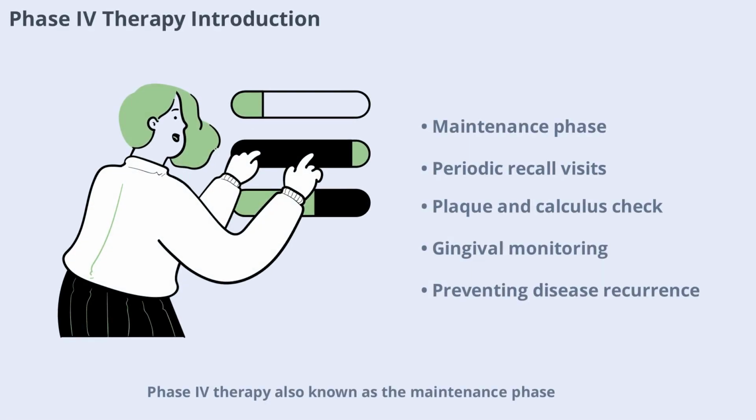Phase 4 therapy, also known as the maintenance phase, is essential for preserving periodontal health. This phase involves periodic recall visits, checking for plaque and calculus, and monitoring gingival condition. Maintenance ensures that any issues are detected early and addressed promptly. By maintaining regular follow-up, clinicians support long-term oral health and prevent recurrence of disease.